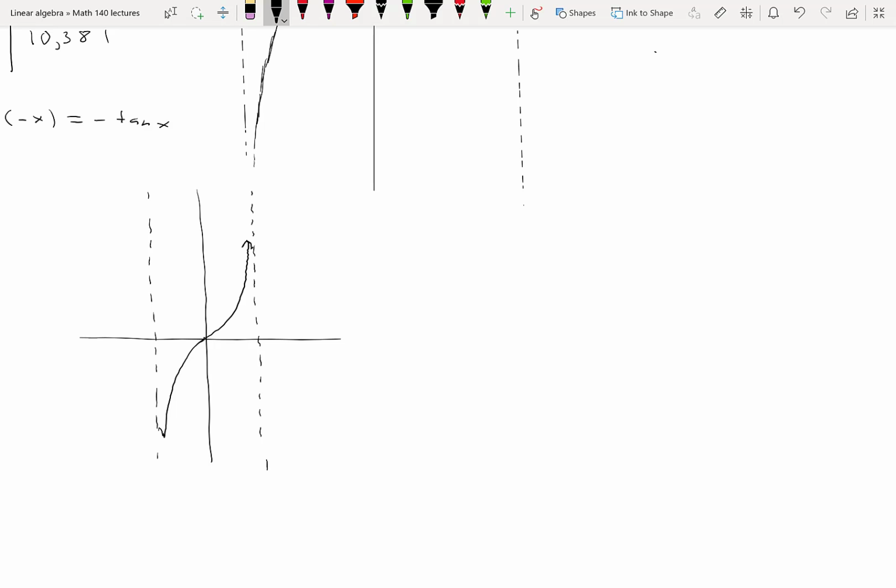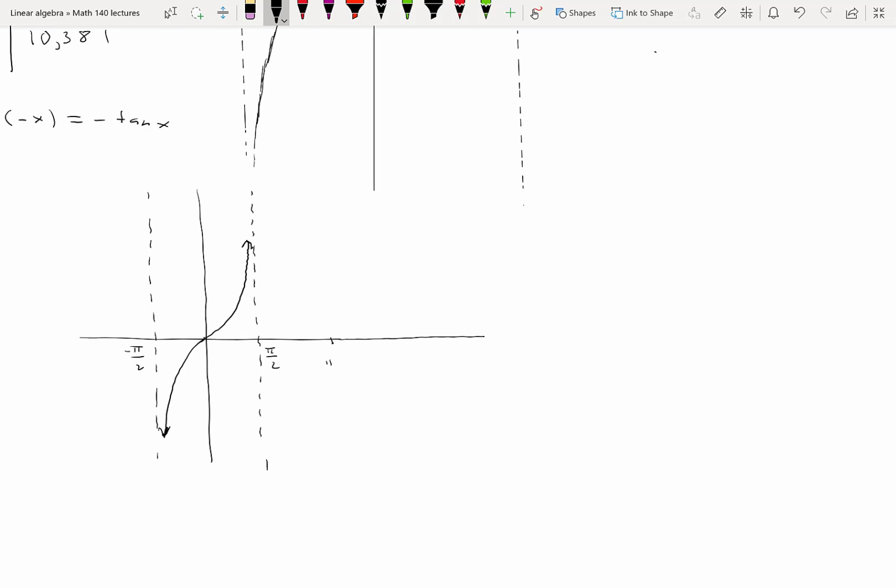I'm going to put a little arrow on the ends of the graph to indicate that the graph goes up as x becomes infinite, as x approaches pi over 2 coming in from the left-hand side, and as x approaches negative pi over 2 from the right-hand side, the y values become negatively infinite. So I'll indicate that with the arrow on the end of the negative part. Now, this is one period.